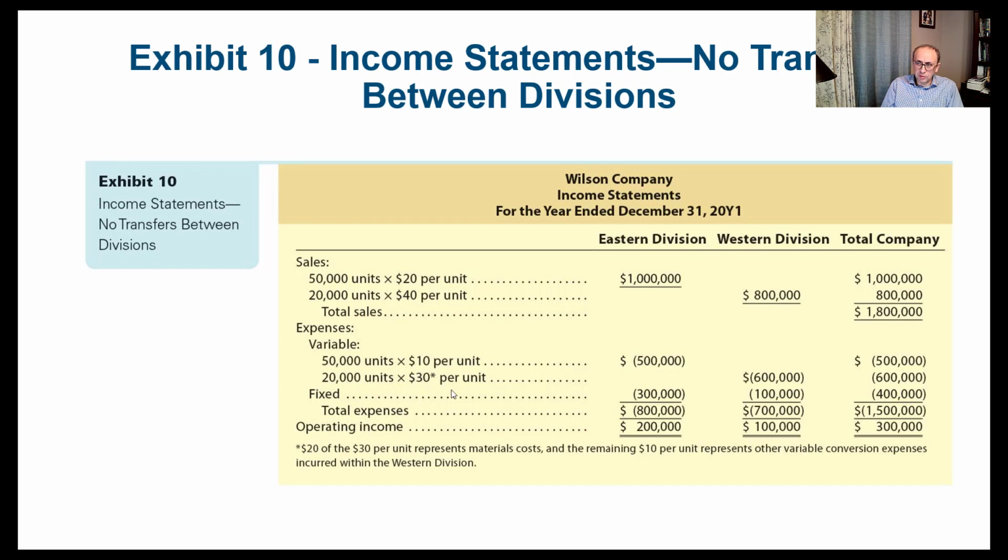But keep in mind, of the $30 per unit, $20 represents material cost, and the remaining $10 per unit represents other variable conversion expenses. So the focus is only on 20 out of the 30. You can see here the operating income for the Eastern Division is 200,000, and for the Western Division is 100,000, making the total company income 300,000.